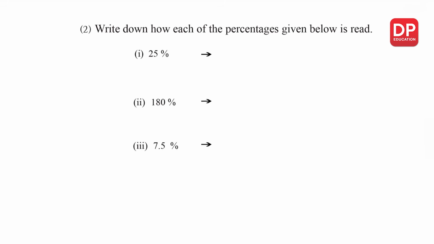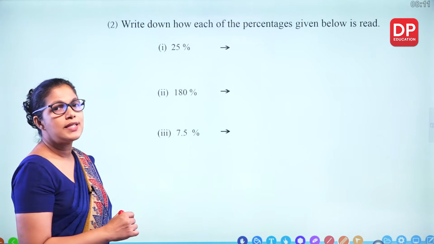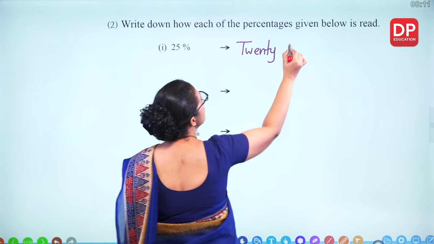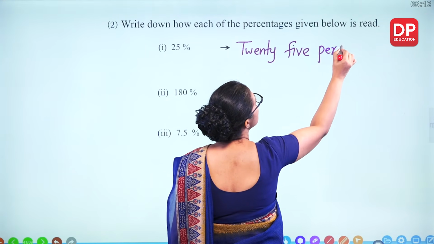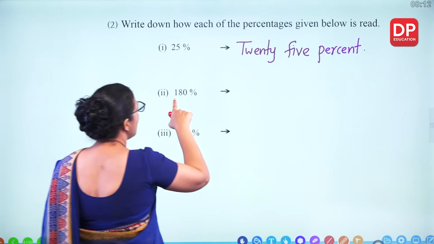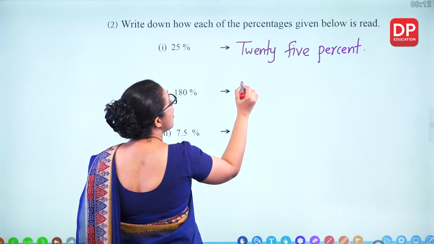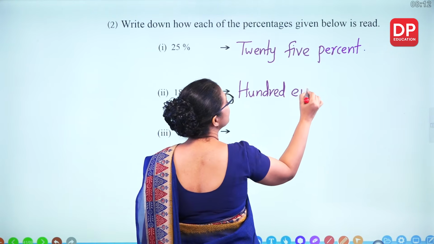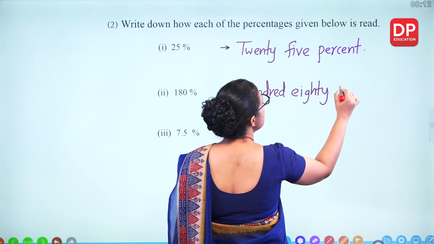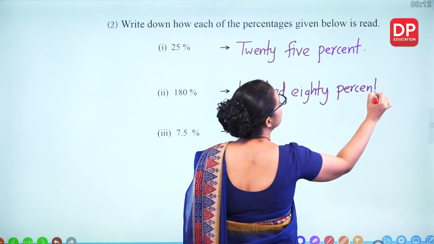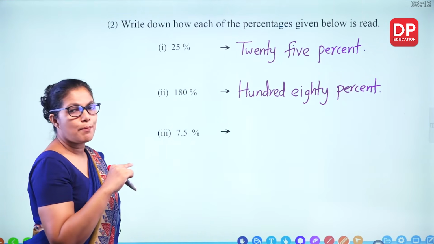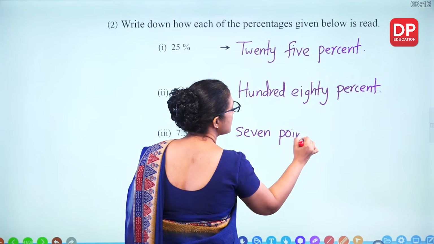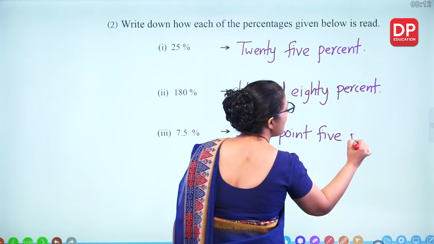Write down how each of the percentages given below is read. 25%. 180%. 7.5%.